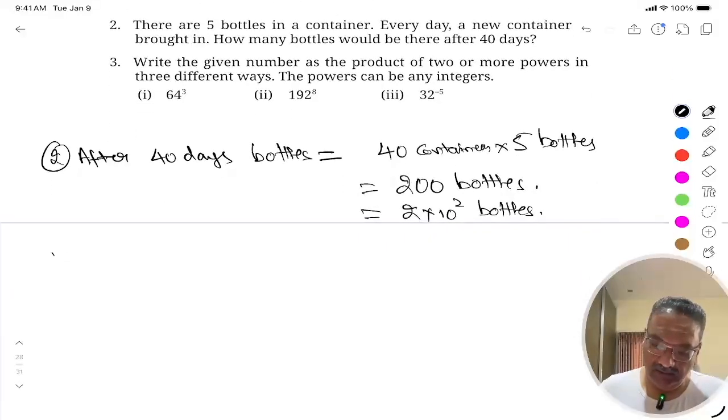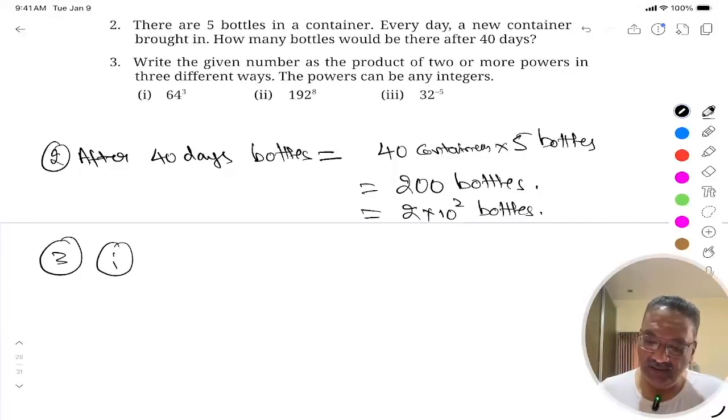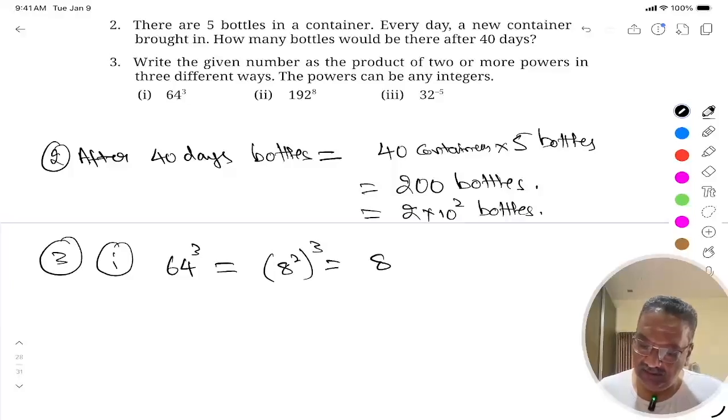Next question, third one. Write the given number as a product of 2 or more powers in 3 different ways. So they have got 64 cube. We have to write in different ways. What is 64? 8 8s are 64. So we have 8 square to the power of 3 or 8 to the power of 6. This is one way of writing.